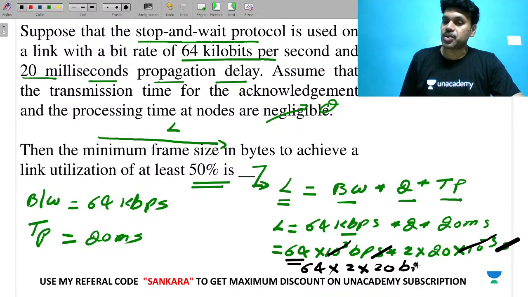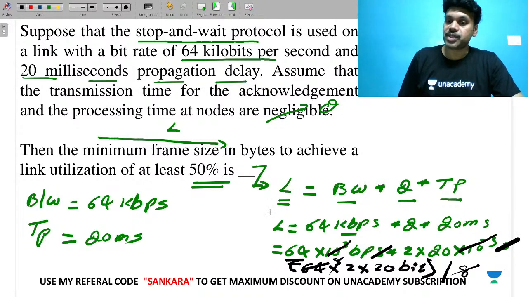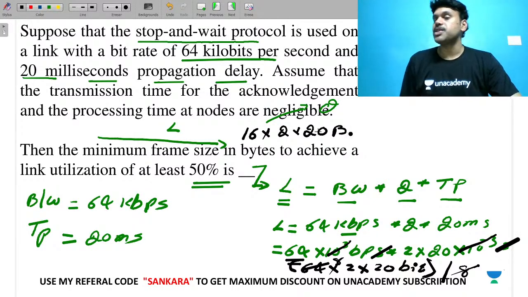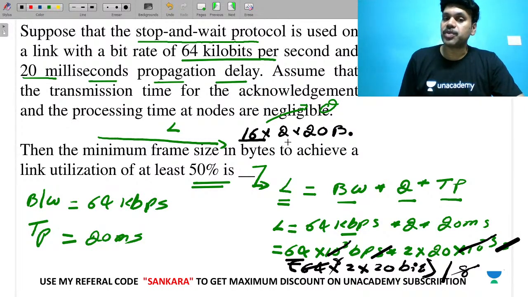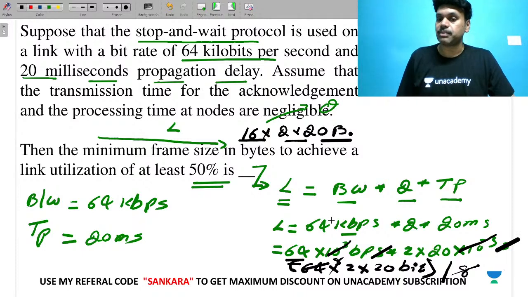So you got the answer in bits, but he asked for bytes, so divide by 8. 8 8s are 64. So 8 2s are 16, 16 20s, 16 2s are 320. It is nothing but 16 into 2 into 20 bytes. So this is your answer. My dear friends, so we got it in bytes format. What is the link efficiency? 50% efficiency.